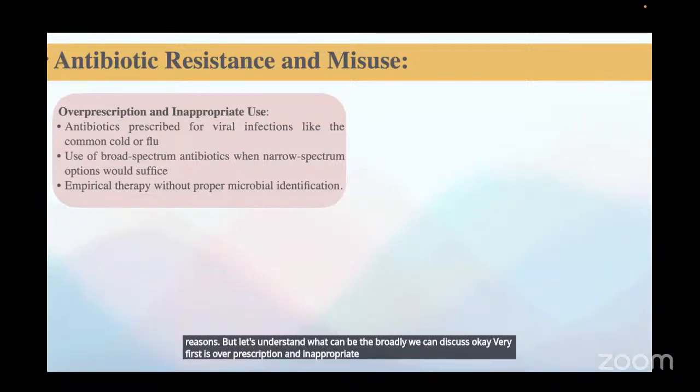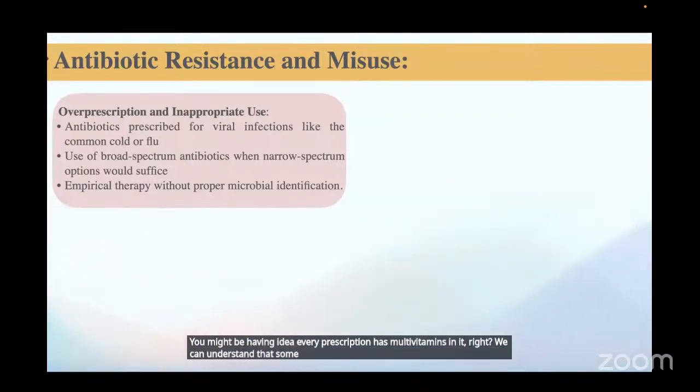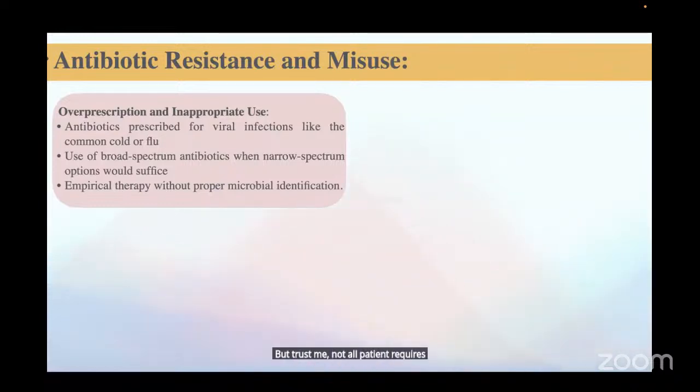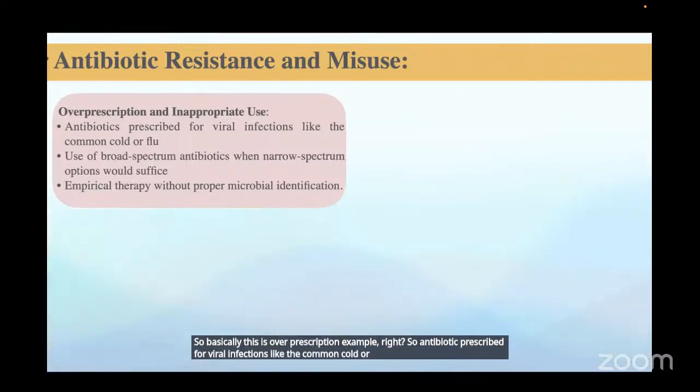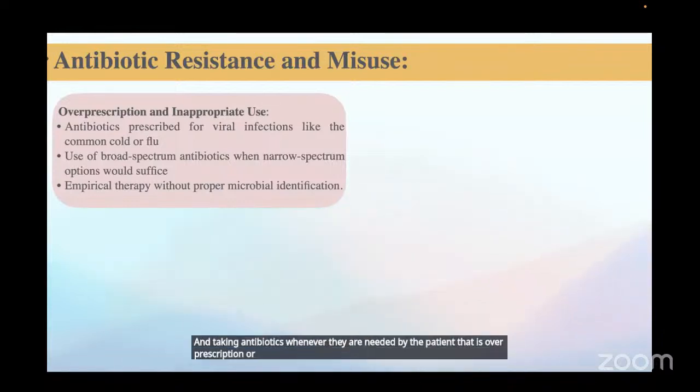That is basically misuse or overuse of particular agents. You might have an idea that every prescription has multivitamins in it, right? We can understand that some medicines decrease the absorption of certain vitamins in the GIT, but trust me, not all patients require all the multivitamins all the time. So this is an example of over prescription. Antibiotics are prescribed for viral infections like the common cold or flu, and antibiotics are taken whenever the patient wants them. That is over prescription or inappropriate use of the medicine, right?